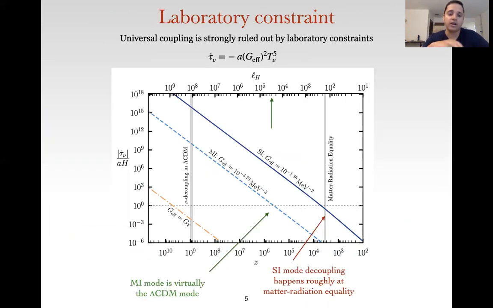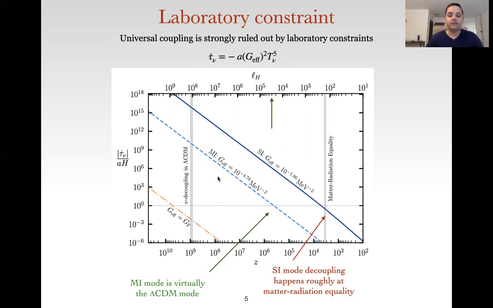So what we have plotted here is the neutrino interaction strength divided by the Hubble constant. When this ratio goes below 1, we can call the neutrinos free streaming. Otherwise, the neutrinos are strongly coupled. So for a typical value of SI mode interaction, you can see that the neutrinos decouple around matter-radiation equality. Now, this is very late, and for that, you need quite a strong neutrino self-interaction. So the strongly interacting mode corresponds to a very high interaction in this sector.